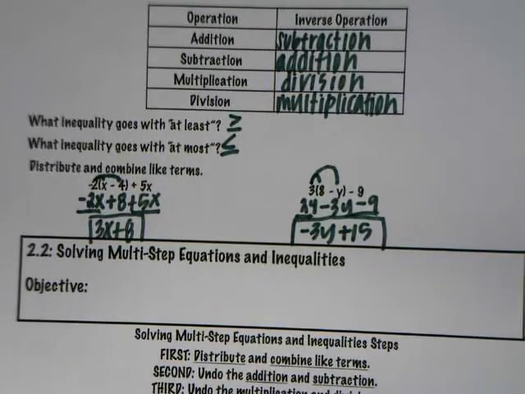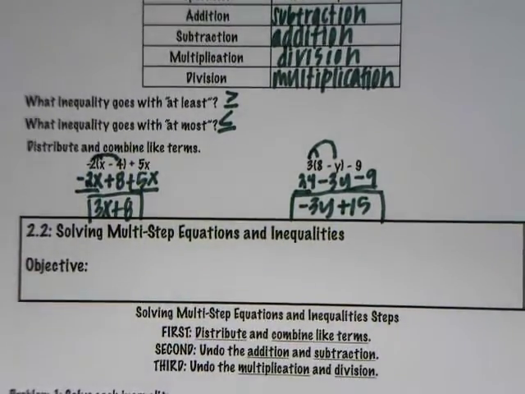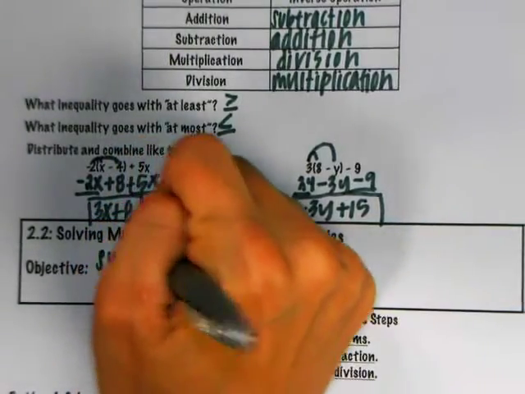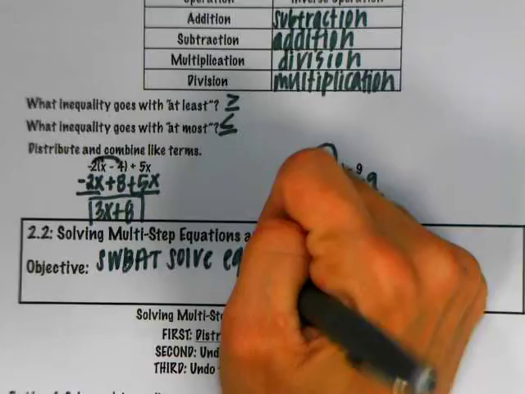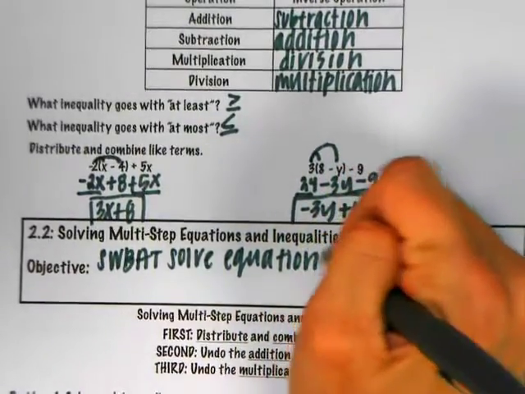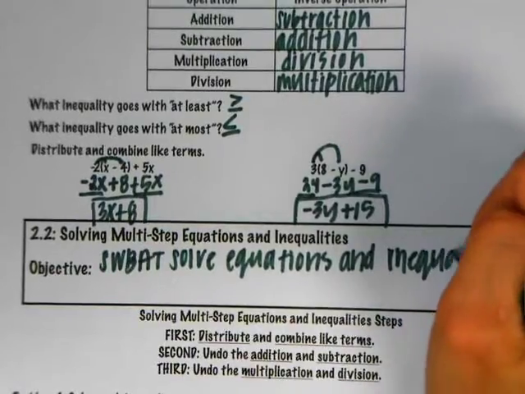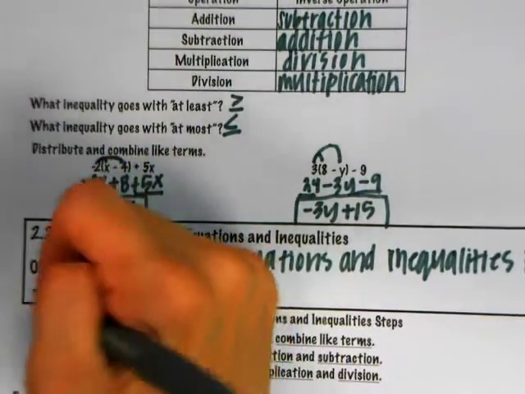All right, so we just did one-step equations and inequalities where you just had to do one little thing, and now we're jumping all the way to multi-step. So things where you're going to have to do multiple steps to get the answer. So your objective is students will be able to solve equations and inequalities that require more than one step.